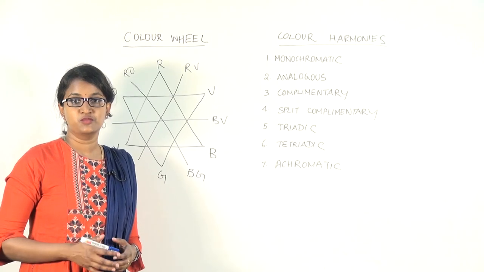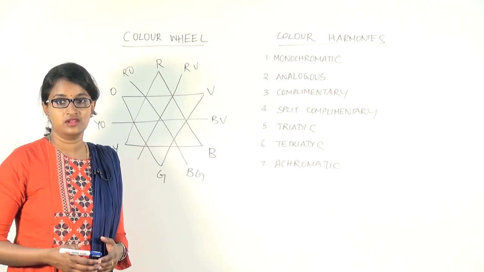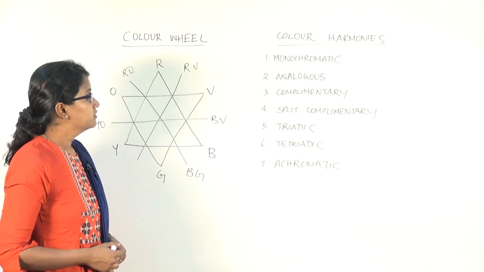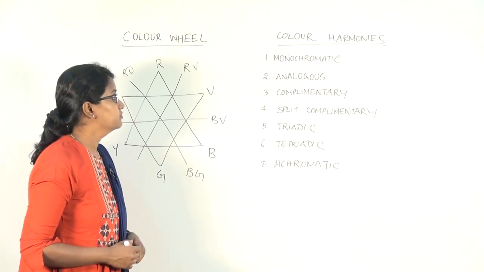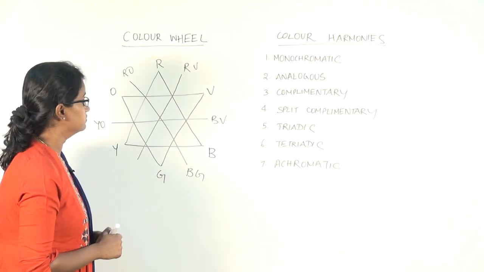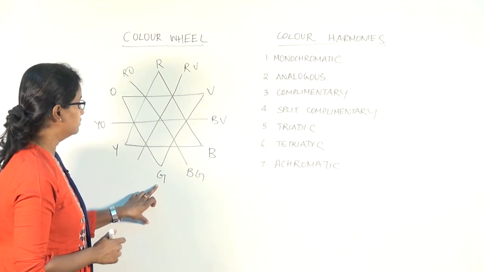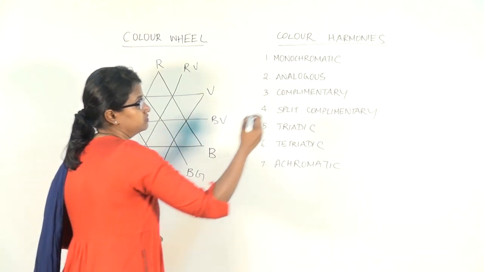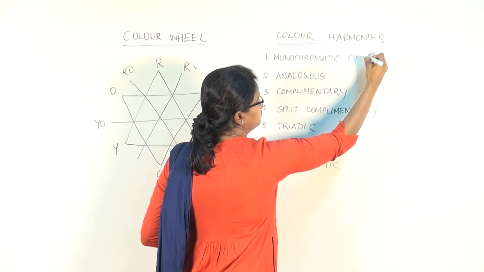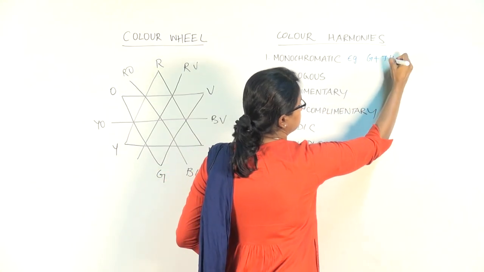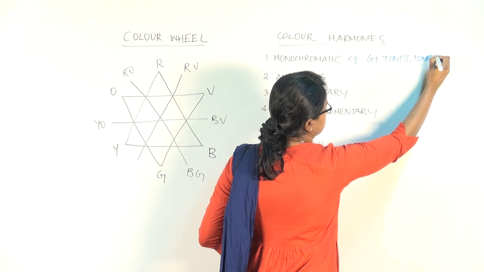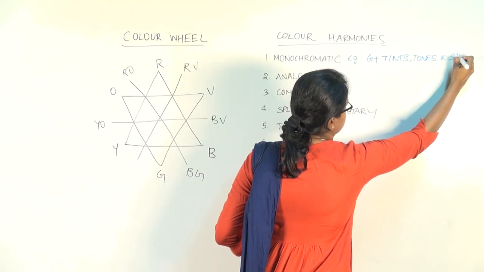Now we will have a small recap of the various color harmonies that we learnt with examples. So monochromatic color harmony is you can pick any one of these colors. For example, I am picking green. So a monochromatic example is green plus tints, tones, and shades.